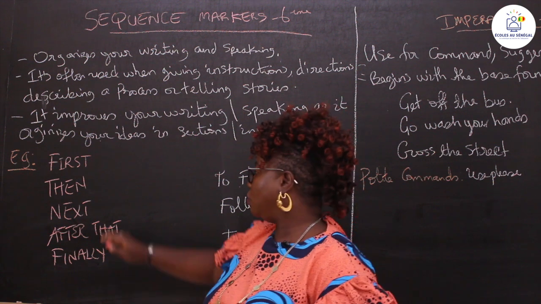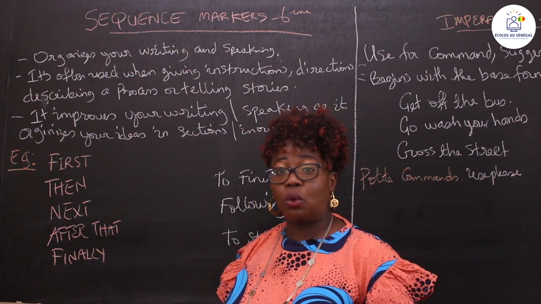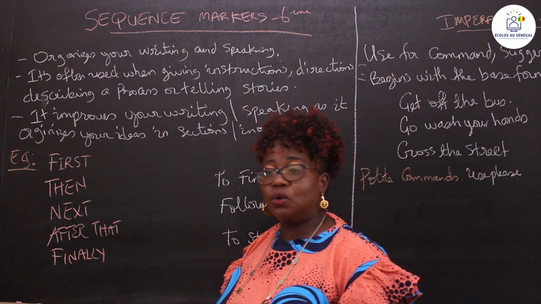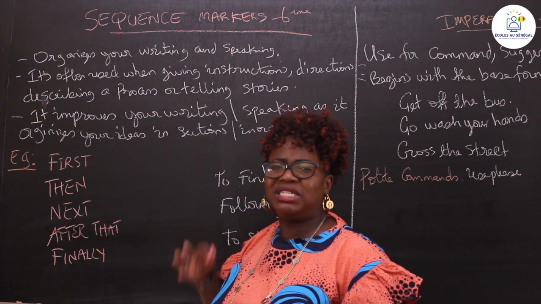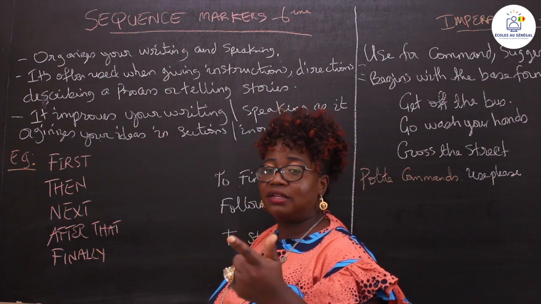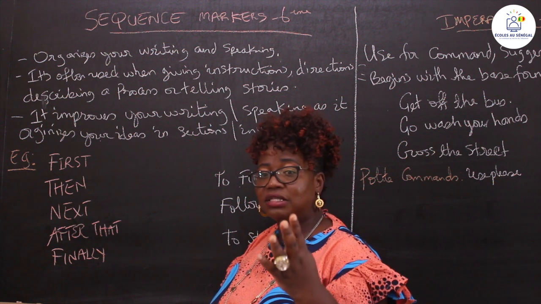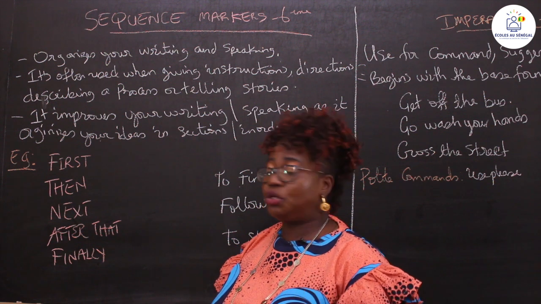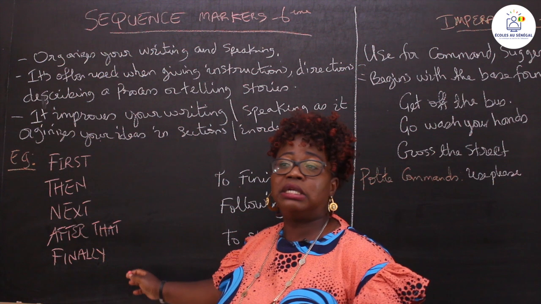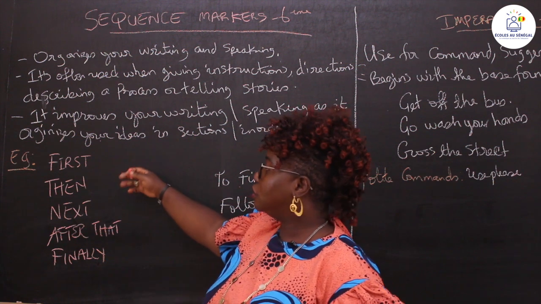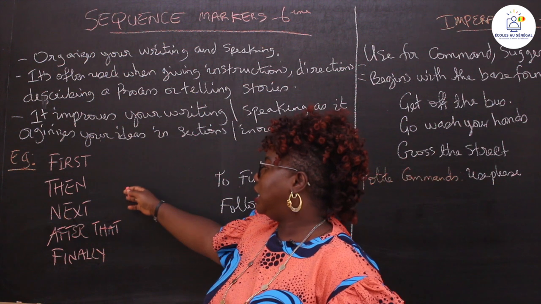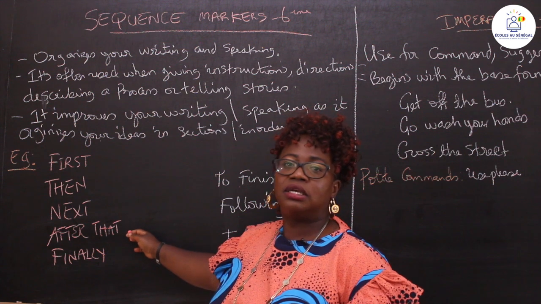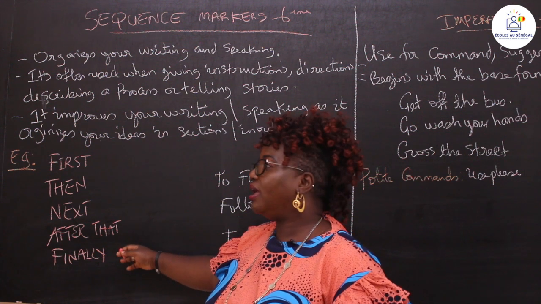You steep them, you put them in water, and next you add some salt, and after that you drain them, you take them out of the water, and then finally you fry them. You see that there are steps: first, then, next, after that, and finally, finalement, lastly. There are so many synonyms to replace finally: lastly, in the end. First, to start off with, in the beginning, then, or as follows, or secondly, next, after that, then finally.